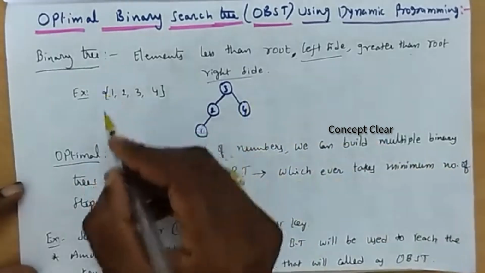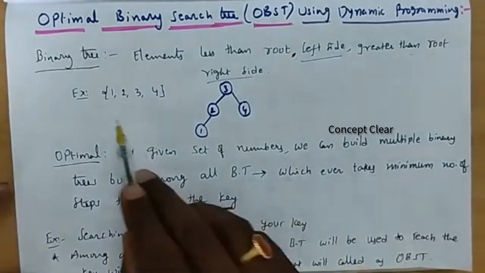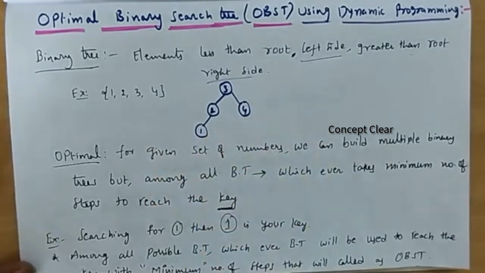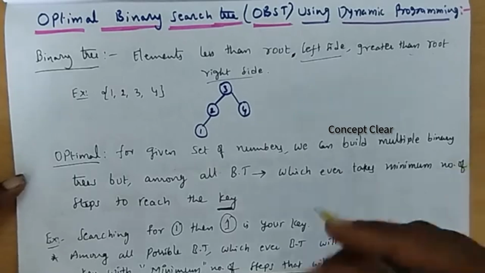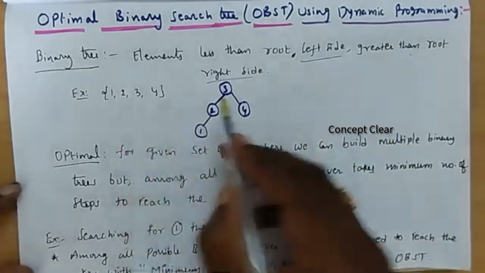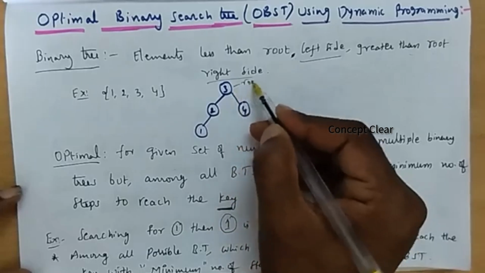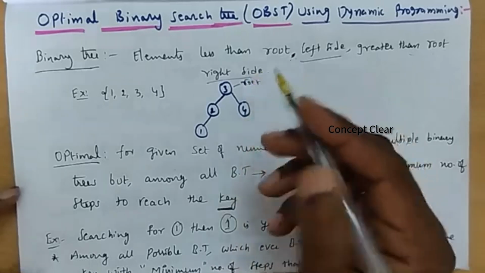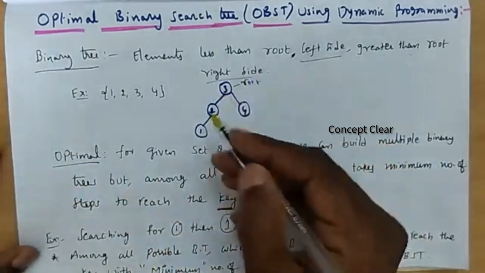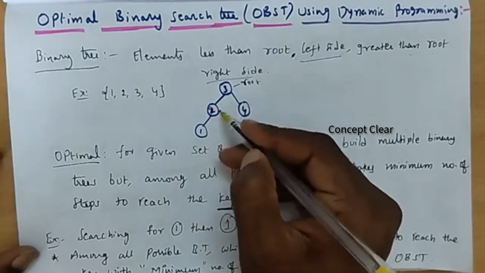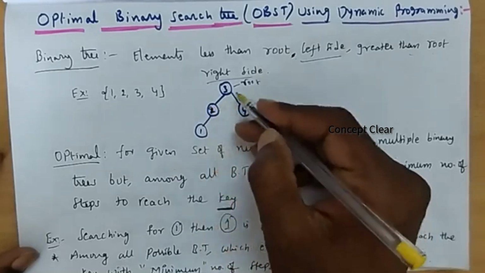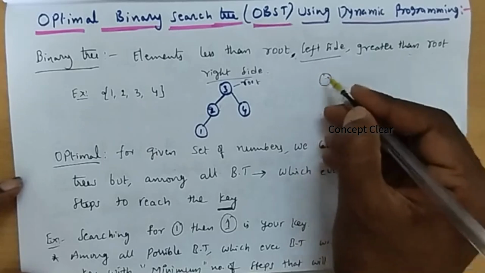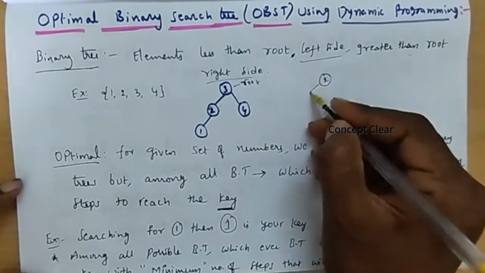For example, here I am taking a set of elements 1, 2, 3, 4. Using this we can draw multiple binary search trees. For example, I am taking 3 as the root element. If 3 is the root element, what is the left side condition? All the elements are smaller values, so 3, 2, 1 are on the left side, and the right side has greater values. Again, if you take 2 as the root element, what is the left side element?